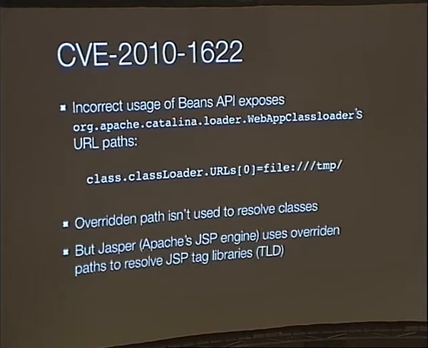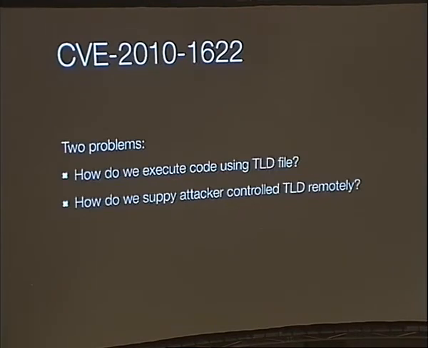But it turns out, after a little bit of searching, that Jasper is a JSP page compiler by Apache. When it tries to resolve TLD files or custom tag libraries, it's going to use our URL to resolve and look for them. So there are two problems here. A, we need to figure out how to execute arbitrary code using TLD files. And second, how do we supply a remote attacker-controlled TLD?